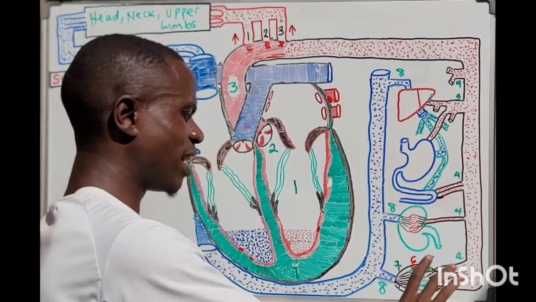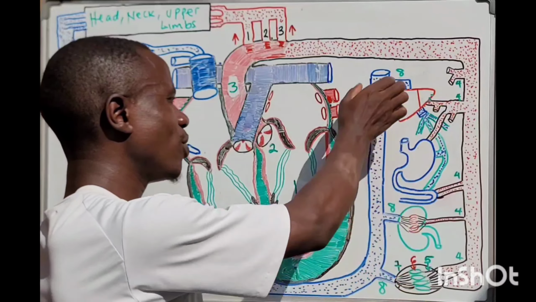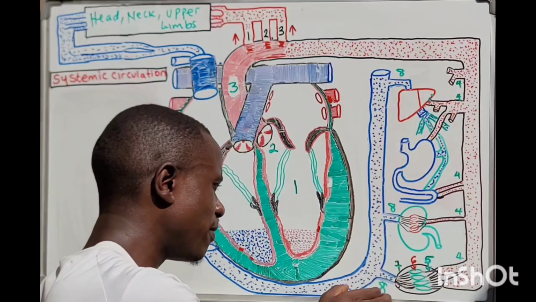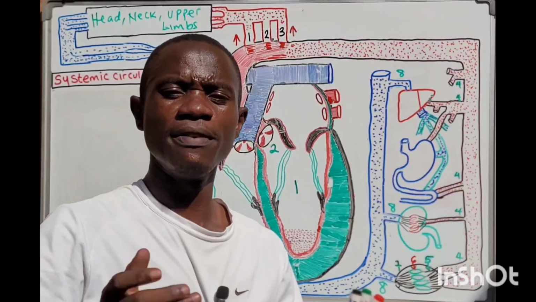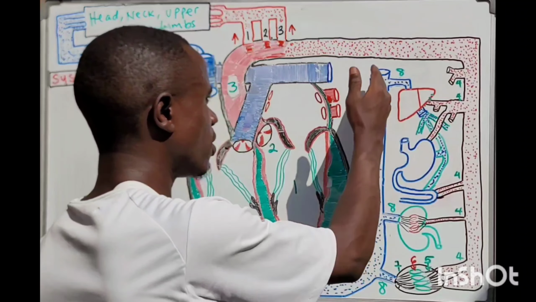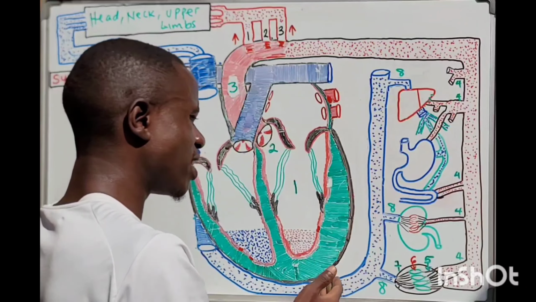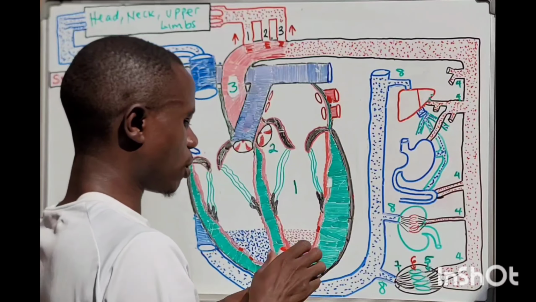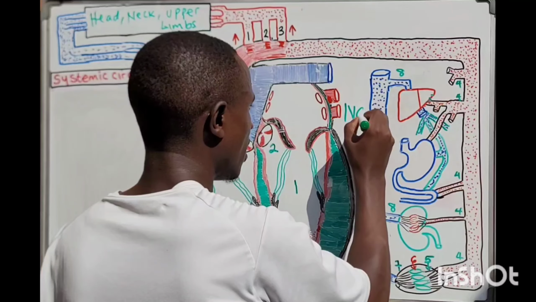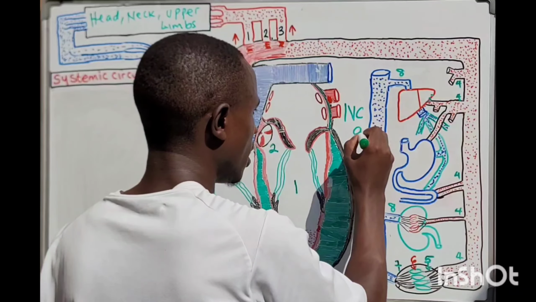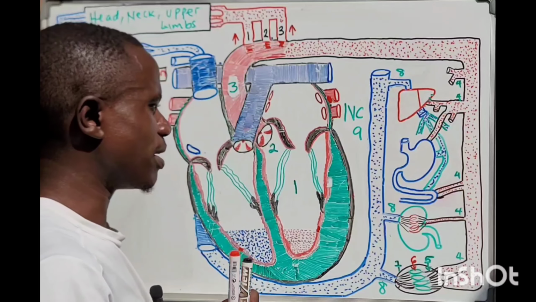Eventually, all these systemic veins, which are draining different structures within the GIT and other structures of the lower extremities, will drain into this big vessel, which is the biggest vein in the human body, which we call the inferior vena cava. Okay, so this biggest vein which drains the lower parts of the body is the inferior vena cava. So now this one here is our step number 9.